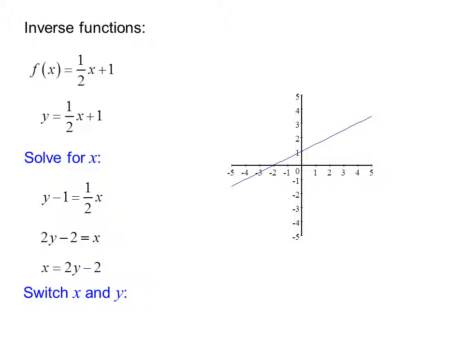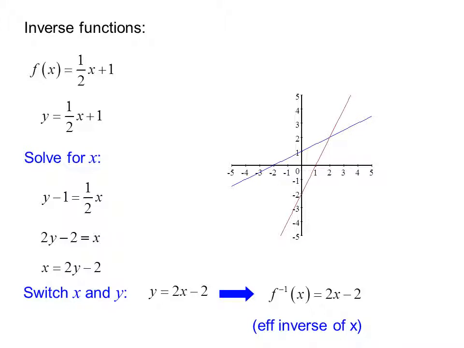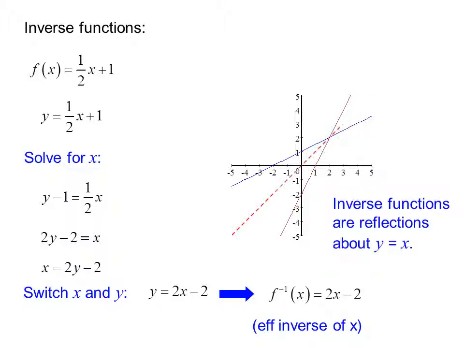We then switch x and y, getting a new function, y equals 2x minus 2, which we write f inverse of x equals 2x minus 2. If we graph the inverse function, what we notice is that it's a reflection about the line y equals x. This is true for all inverse functions.